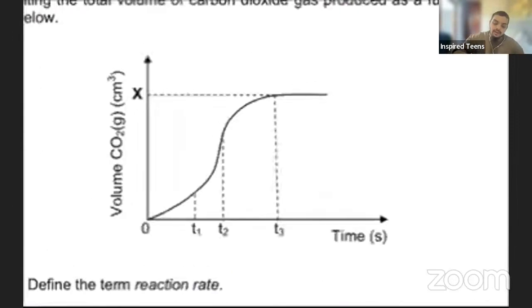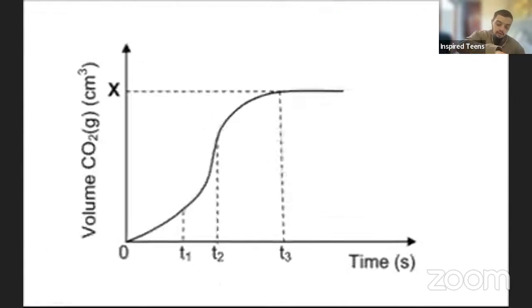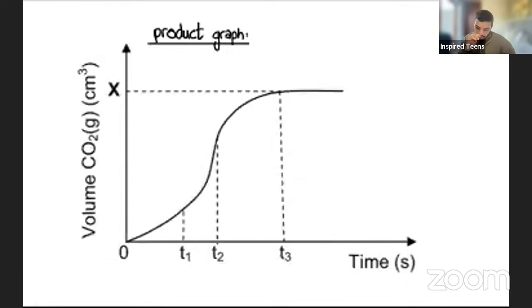So this is similar to the previous one, right? We have a graph showing it's a product graph. Remember, the gradient gives us the rate of reaction. Okay, so this is a product graph. The gradient gives us the rate of reaction. It's just showing how CO2 is produced over time.